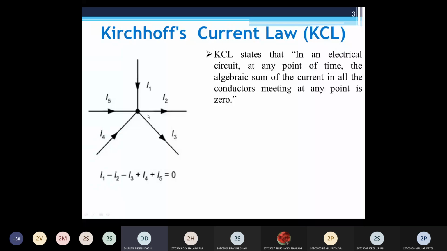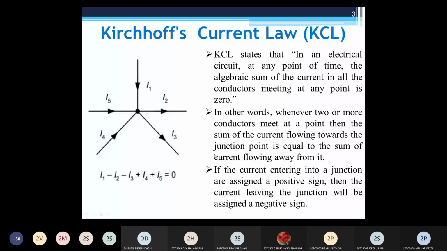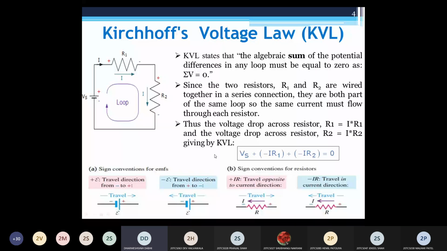You can see graphically the Kirchhoff's current law, KCL. Incoming current is equal to outgoing currents. Then we see KVL, Kirchhoff's voltage law. KVL states that the algebraic sum of the potential differences in any loop must be equal to 0.